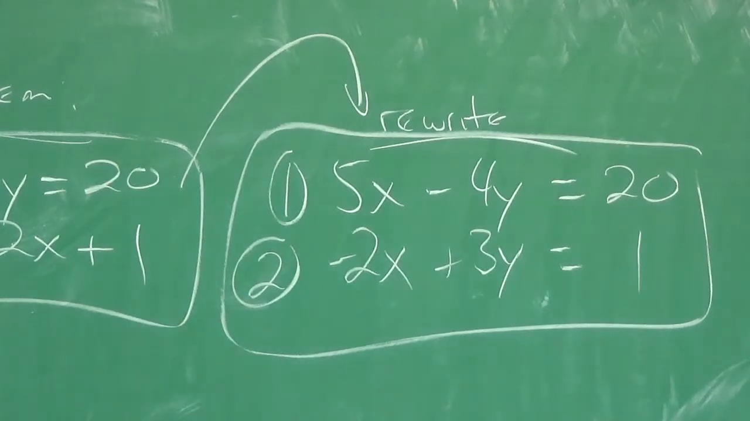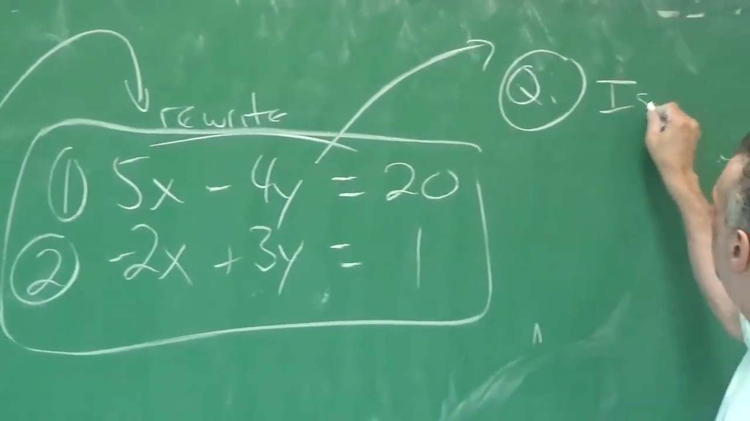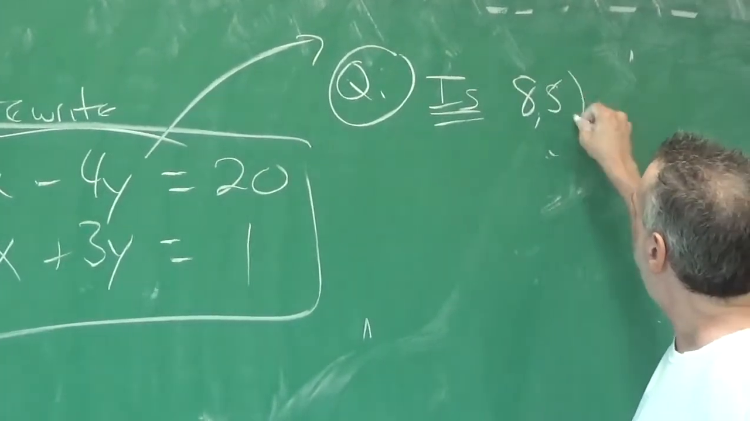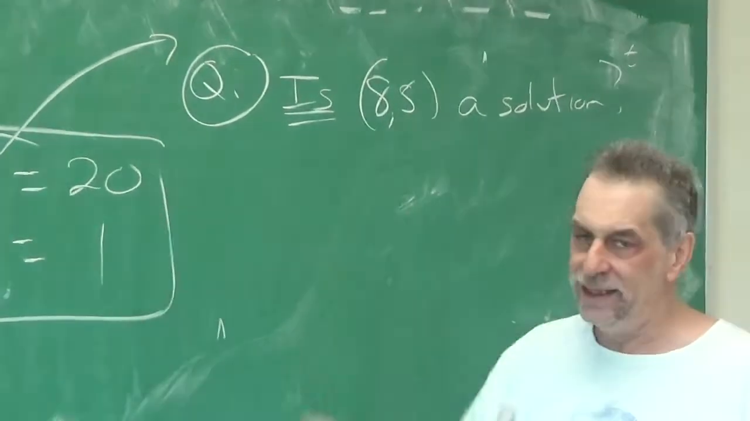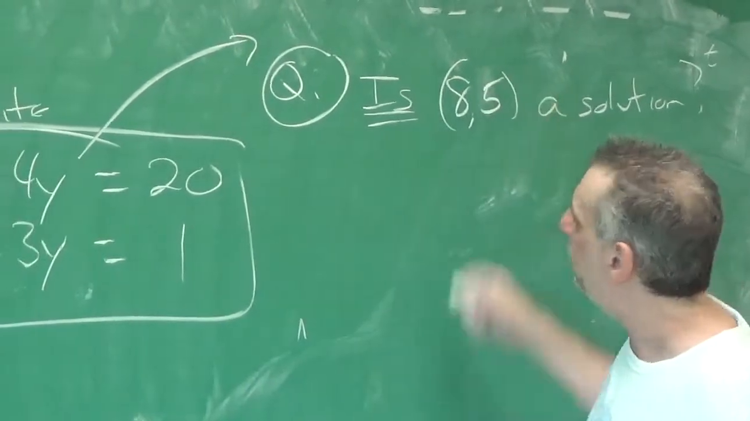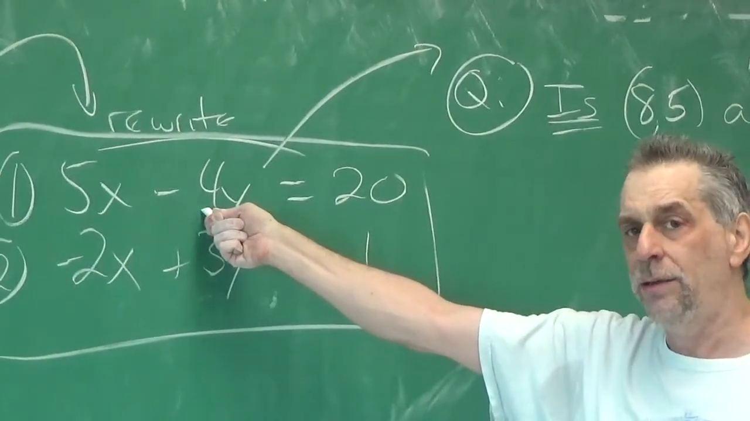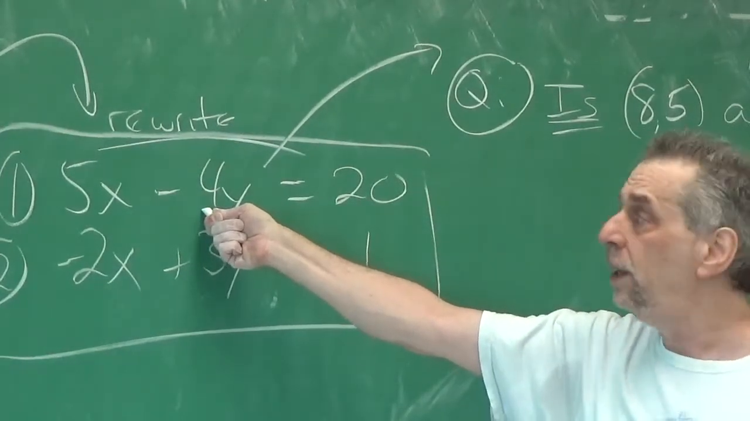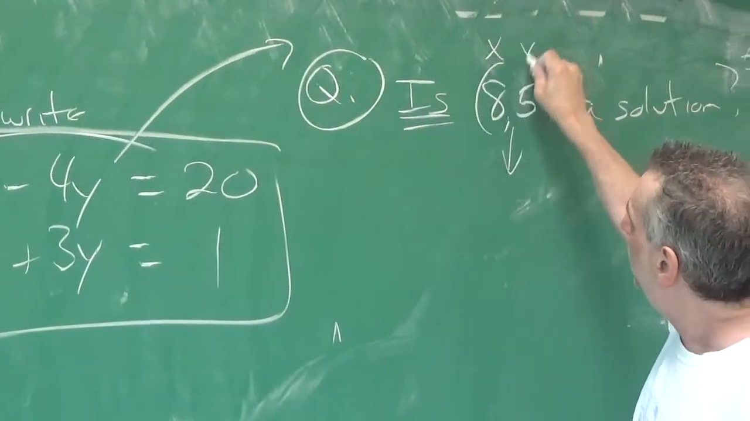So the question here is we're given a point. We're given the point (8, 5). And the question is, is (8, 5) a solution to this system? So all you got to do here is plug in x equals 8 and y equals 5 into this equation. If it's not true here, you're done, because it has to make both equations true. Okay, so you plug it into this equation first. So we check, this is the x, this is the y.